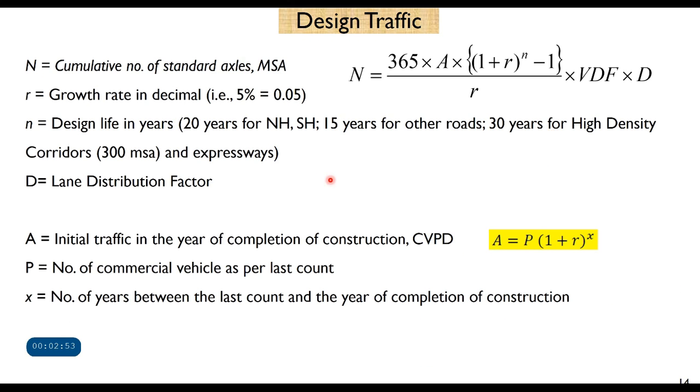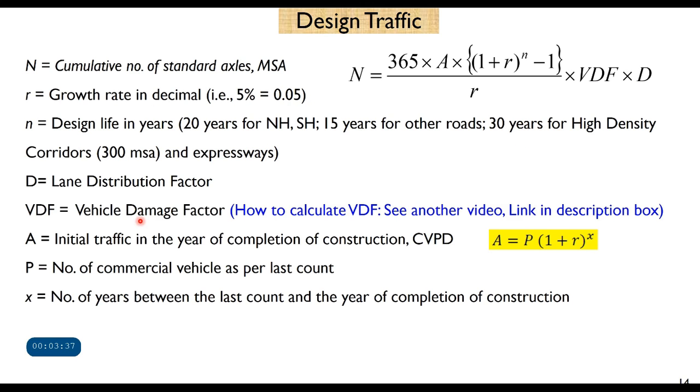The design traffic is calculated using this equation, where A is the initial traffic in the year of completion of construction, and that basically is calculated using this equation, where P is the number of commercial vehicles as per last count, R is the growth rate of the traffic, and X is the number of years between the last count and the year of completion. Now here VDF is the vehicle damage factor and D is the lane distribution factor.